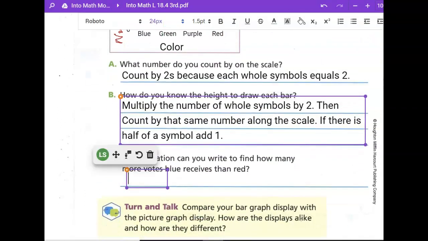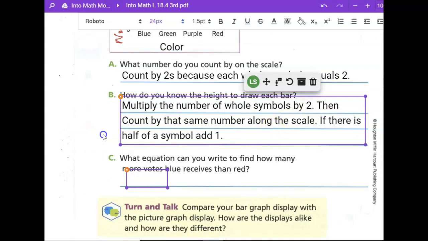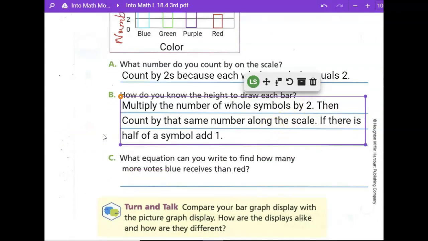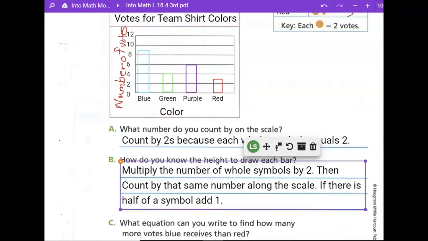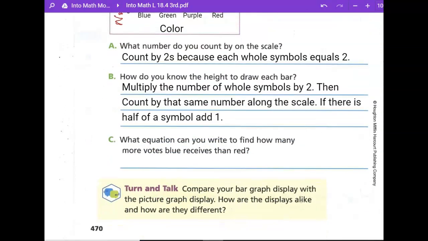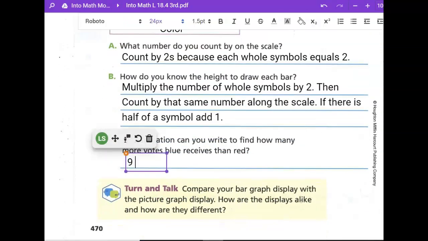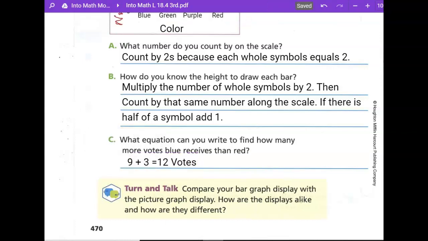What equation can you write to find how many votes blue and red received. Now we're not asking how many more or how many fewer. We're asking how many votes did red and blue receive. So we're going to come back and we're going to see that blue was 9 and red was 3. So we're going to write an equation of 9 plus 3 equals what? 12 votes. There you go. Go ahead and stop your video and get all that.